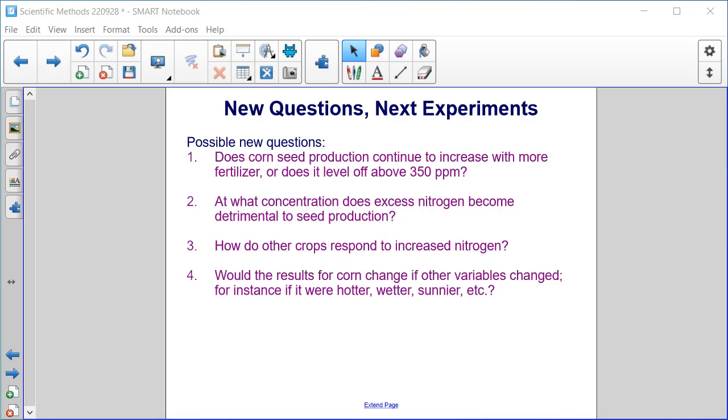Possible new questions. 1. Does corn seed production continue to increase with more fertilizer, or does it level off above 350 parts per million? 2. At what concentration does excess nitrogen become detrimental to seed production? 3. How do other crops respond to increased nitrogen? 4. Would the results for corn change if other variables changed? For instance, if it were hotter, wetter, sunnier, etc.